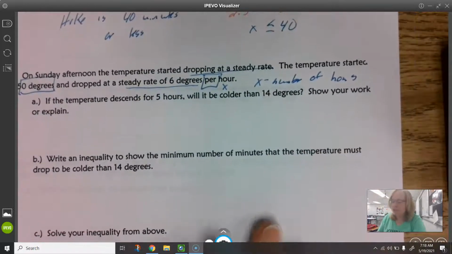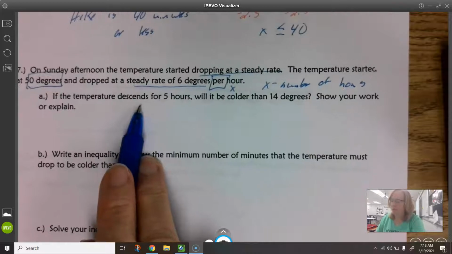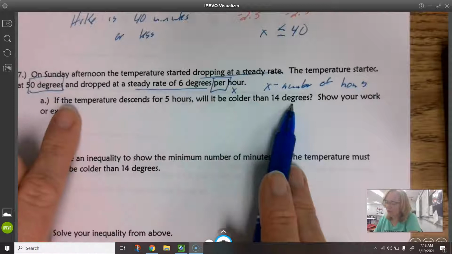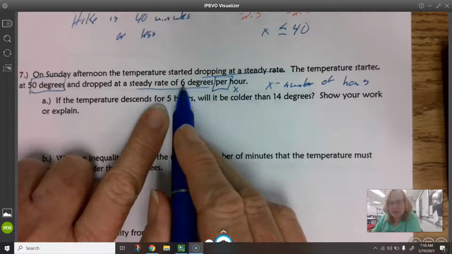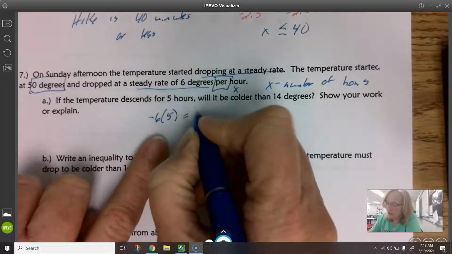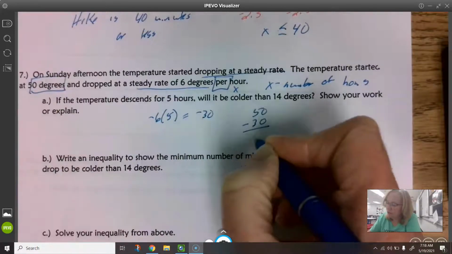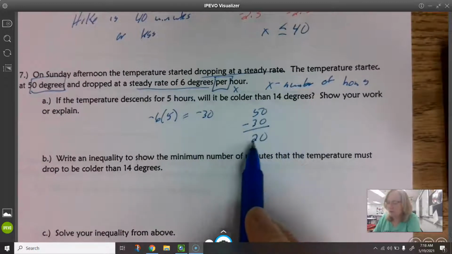Okay? If the temperature descends for 5 hours, descends, that's weird to put that word. Anyway, will it be colder than 14 degrees? So here we go. We're going to drop by 6 degrees. In math, what are we going to do? Yep, that's a negative. So we're going to drop by negative 30. We started at 50, we're going to drop by 30, and we're going to end up at 20. Is that colder than 14 degrees?